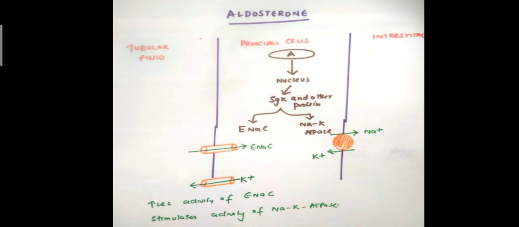Then what is the action of aldosterone? Aldosterone acts prominently on the nucleus and it synthesizes SGK and other proteins, and it acts via ENaC and sodium potassium ATPase, increasing the activity of ENaC and stimulating the activity of sodium potassium ATPase. So for the ENaC channel, here you can see it is present on the apical membrane, and the sodium potassium ATPase on the basolateral membrane.